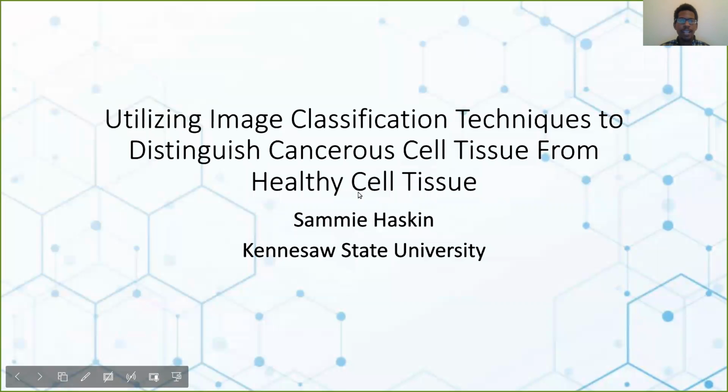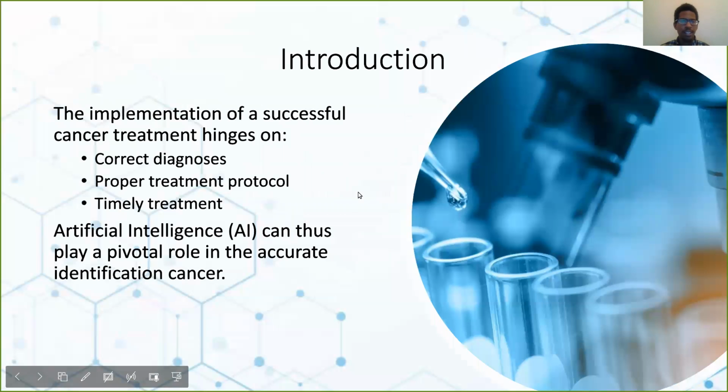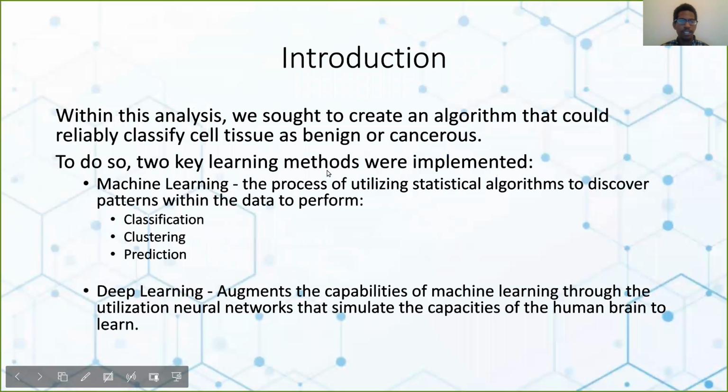In this experiment, I sought to utilize image classification techniques to distinguish cancerous cell tissue from healthy cell tissue. The implementation of a successful cancer treatment hinges on correct diagnoses, proper treatment protocols prescribed by the doctors, and timely treatment protocols prescribed precisely when a cancer is in its early stages. Artificial intelligence can thus play a pivotal role in the accurate identification of cancer.